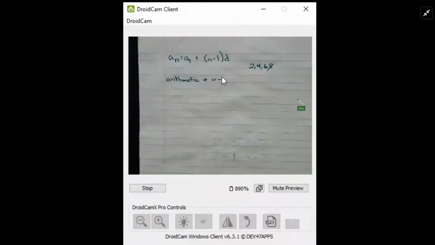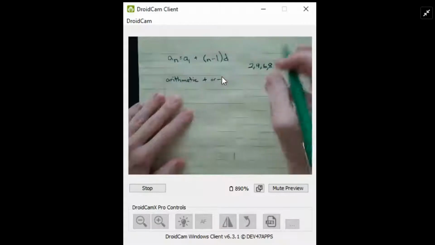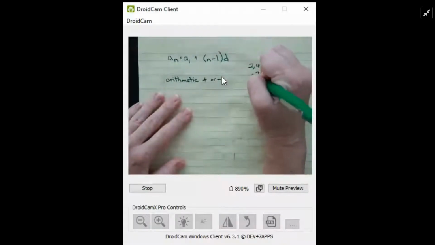Okay, so we need a recursive formula. The first thing I want to show you is this: 2, 4, 6, 8. The difference here is they're doing +2 every time.